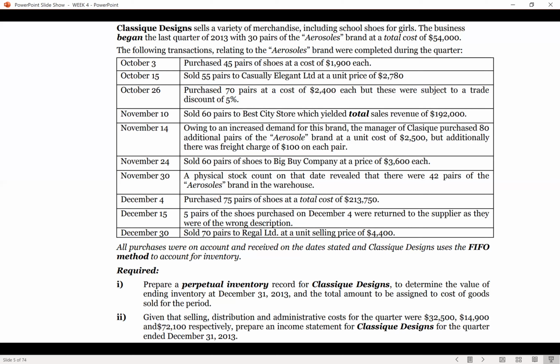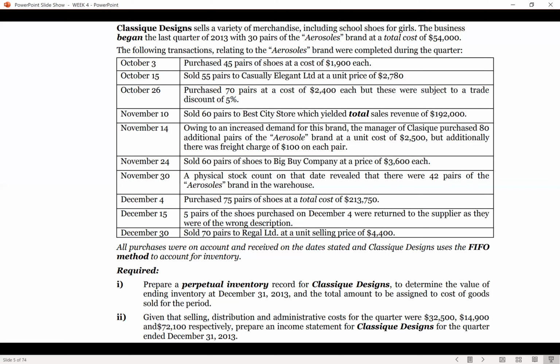And we know what the FIFO method is. The first set of inventory that you purchased is the first set of inventory that you are going to sell. So what is required of us? Prepare the perpetual inventory record for Classiques to determine the value of ending inventory and the total amount to be assigned to cost of goods sold for the period. We should be able to get that information from our table.